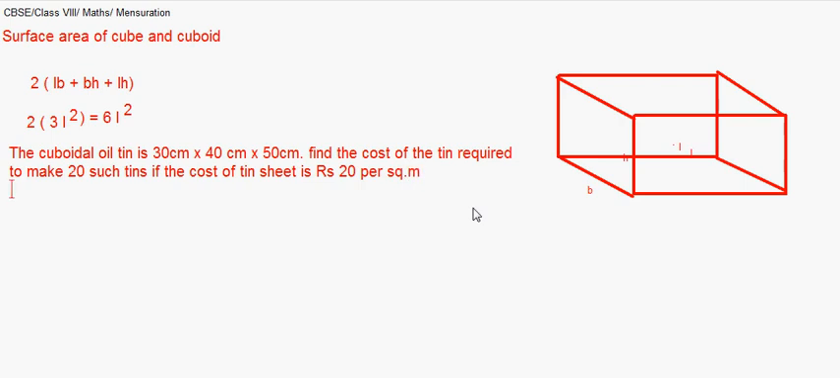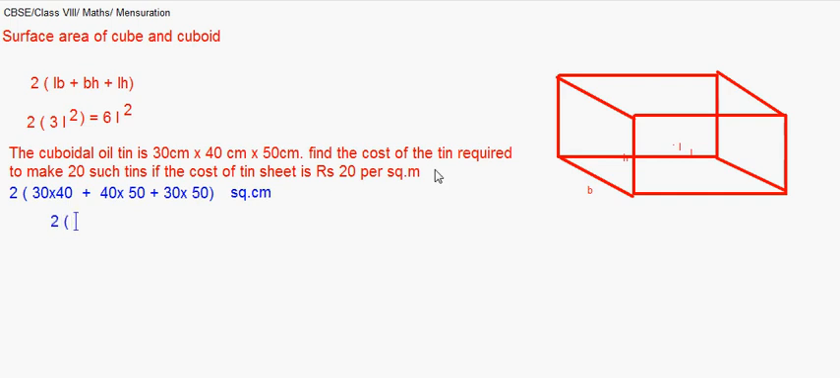So let us first find how much is the surface area required for making one such tin. Then we can multiply it with 20 such tins. So the surface area of one cuboidal tin will be 2 into 30 into 40, that is L into B, plus 40 into 50 plus 30 into 50. This will be in square centimeter. If I calculate this whole thing, I'm getting 1200 plus 2000, that is 3200, plus 1500, that is 4700, right?